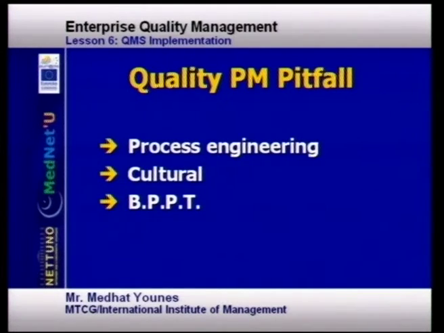Some of the mistakes that project managers make is that they do not consider process engineering or capability maturity model when implementing their projects, or they ignore the cultural change aspect of the project, or do not integrate between the 4 elements of the resource wheel, which is budget, people, process, and technology.